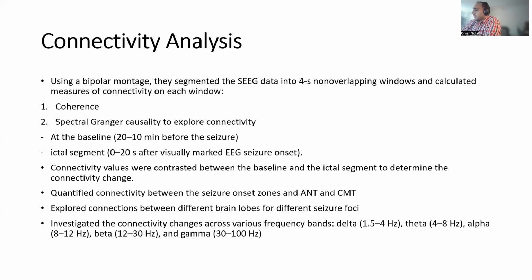What they do is that these measures are measured at baseline, 20 to 10 minutes before the seizure onset, and during the ictus or the seizure, 0 to 20 seconds after the visually marked EEG seizure onset. The connectivity values were contrasted between the baseline and the ictal segment to determine the connectivity change. They quantified this connectivity between the seizure onset and the anterior nucleus and the centromedian nucleus, and explored connections between different brain lobes for different seizure foci. They also explored these connectivity changes across various frequencies: the delta, the theta, the beta, and the gamma frequencies.